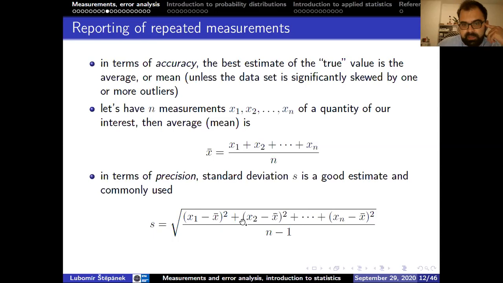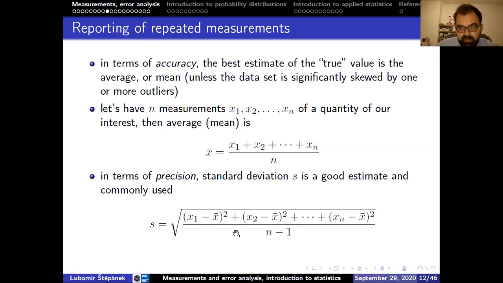It is divided by n minus 1. For large n, n minus 1 is pretty close to n. There is a difference, which is also based on some statistical theory, why the n minus 1. If there were only n, it would also work for large n, but it would be a bit biased. So forget about this, just take it as a formula. It's a kind of correction.